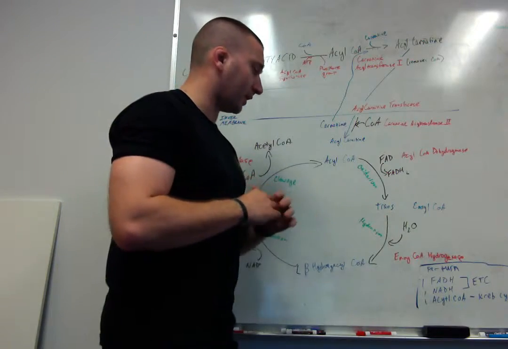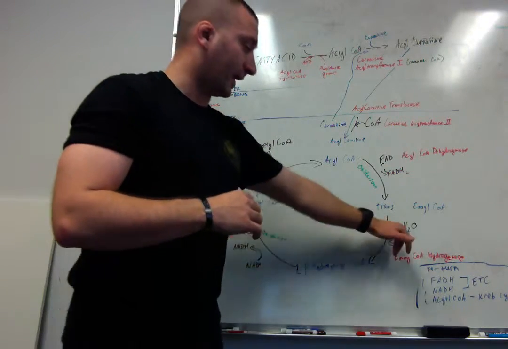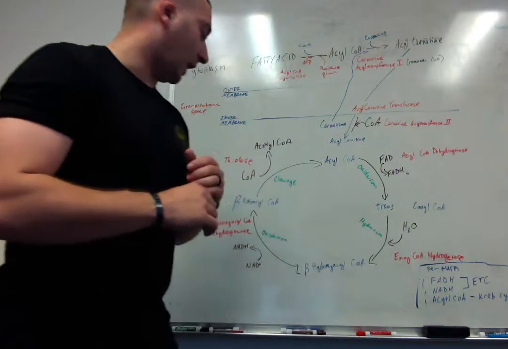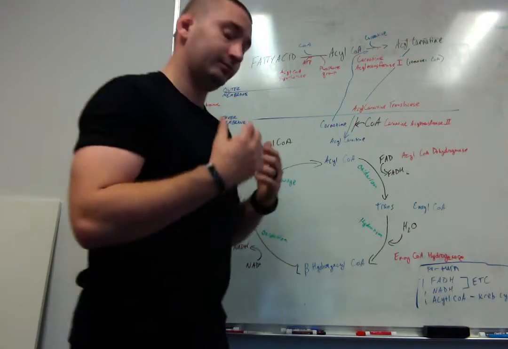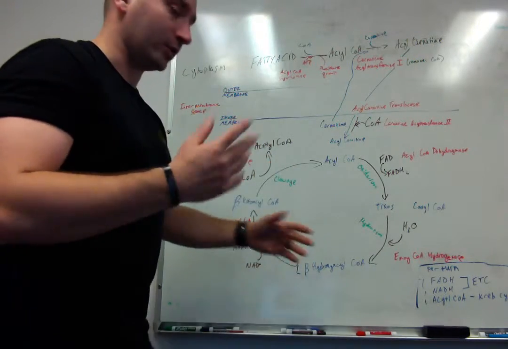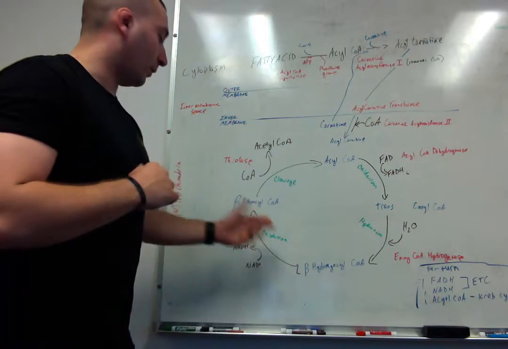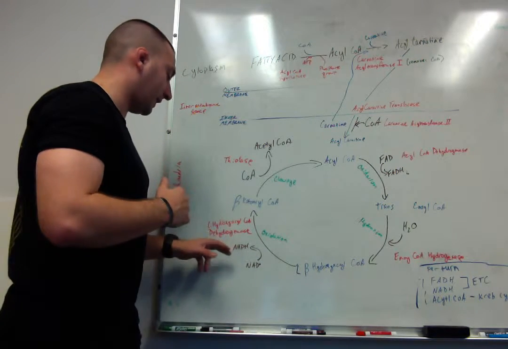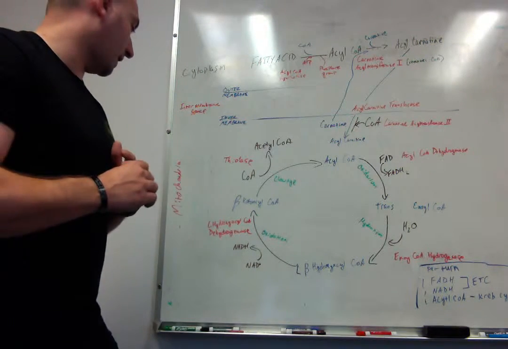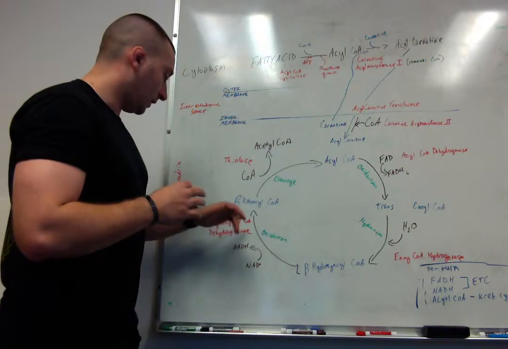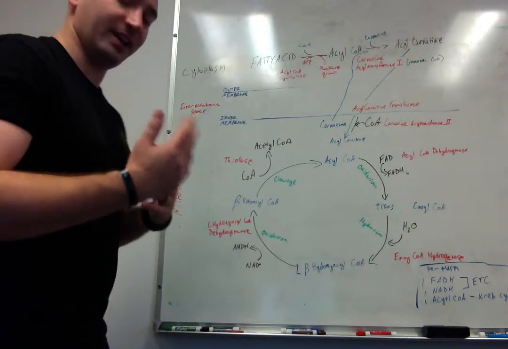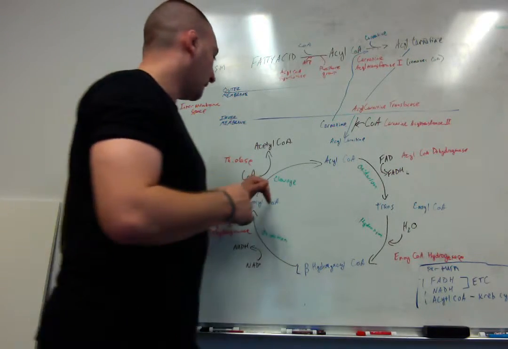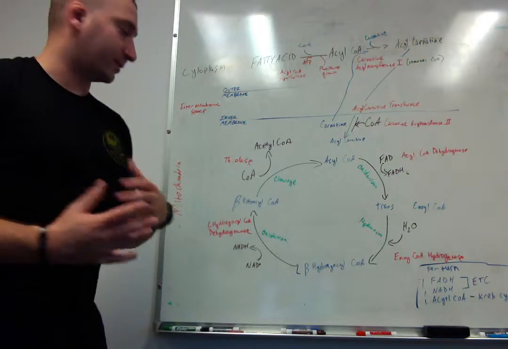Then we're going to go into the hydration phase. In this hydration phase, we're going to add water, and it's going to produce L-beta-hydroxyacyl coenzyme A. From here, we go into another oxidation phase. NAD+ is going to produce NADH, and through the enzyme hydroxyacyl CoA dehydrogenase, it's going to give us beta-ketoacyl CoA. And we go into our last stage, which is cleavage.